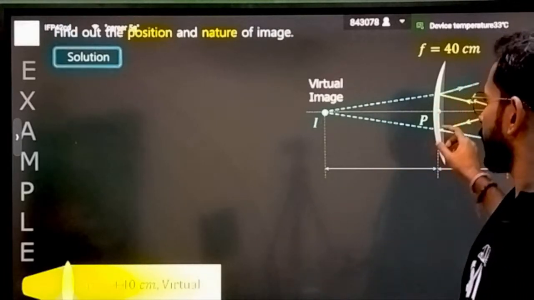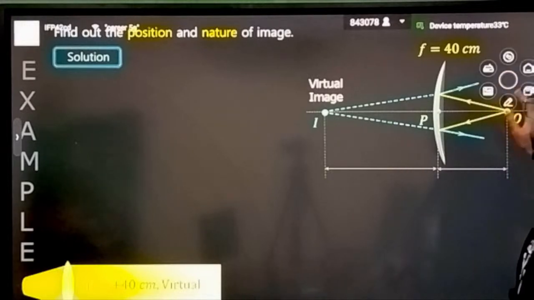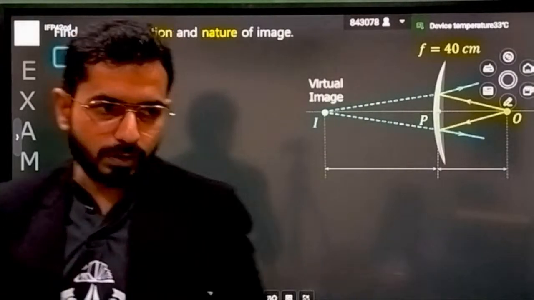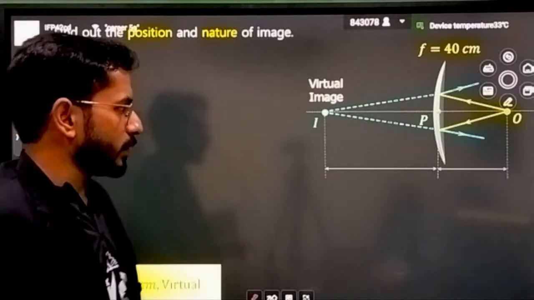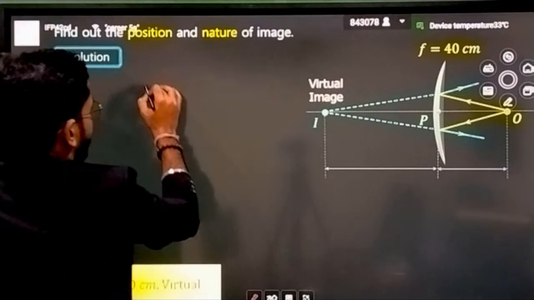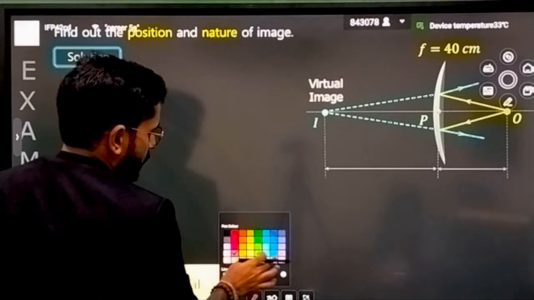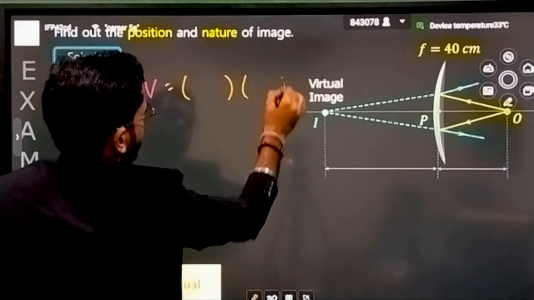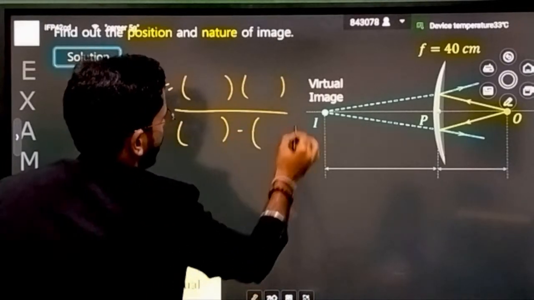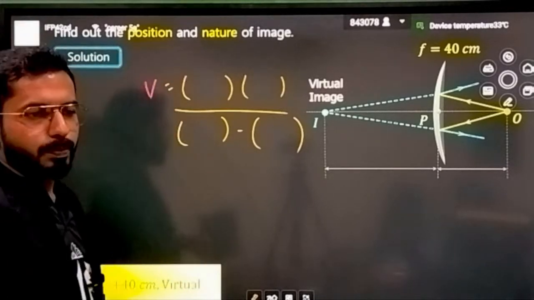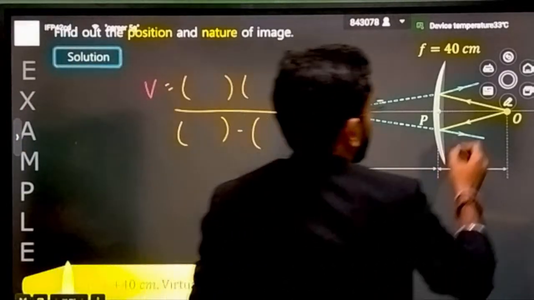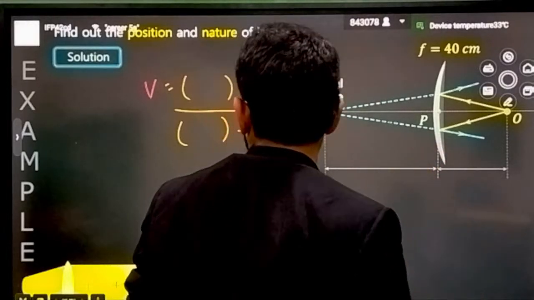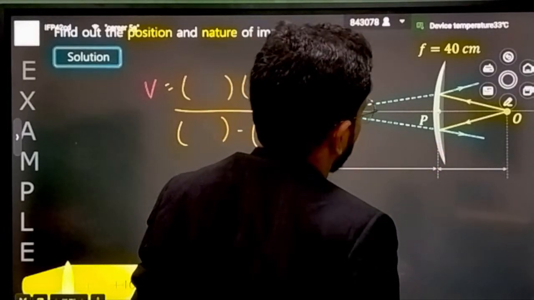Okay, again you have a question. This time you'll be asking, what about the nature also? In the first two questions also you can tell me about the nature. Let's practice the same thing again. v = uf/(u - f). Now you tell me, what is the position of the object? What is the distance given for the object? Find out the position and nature of the image.